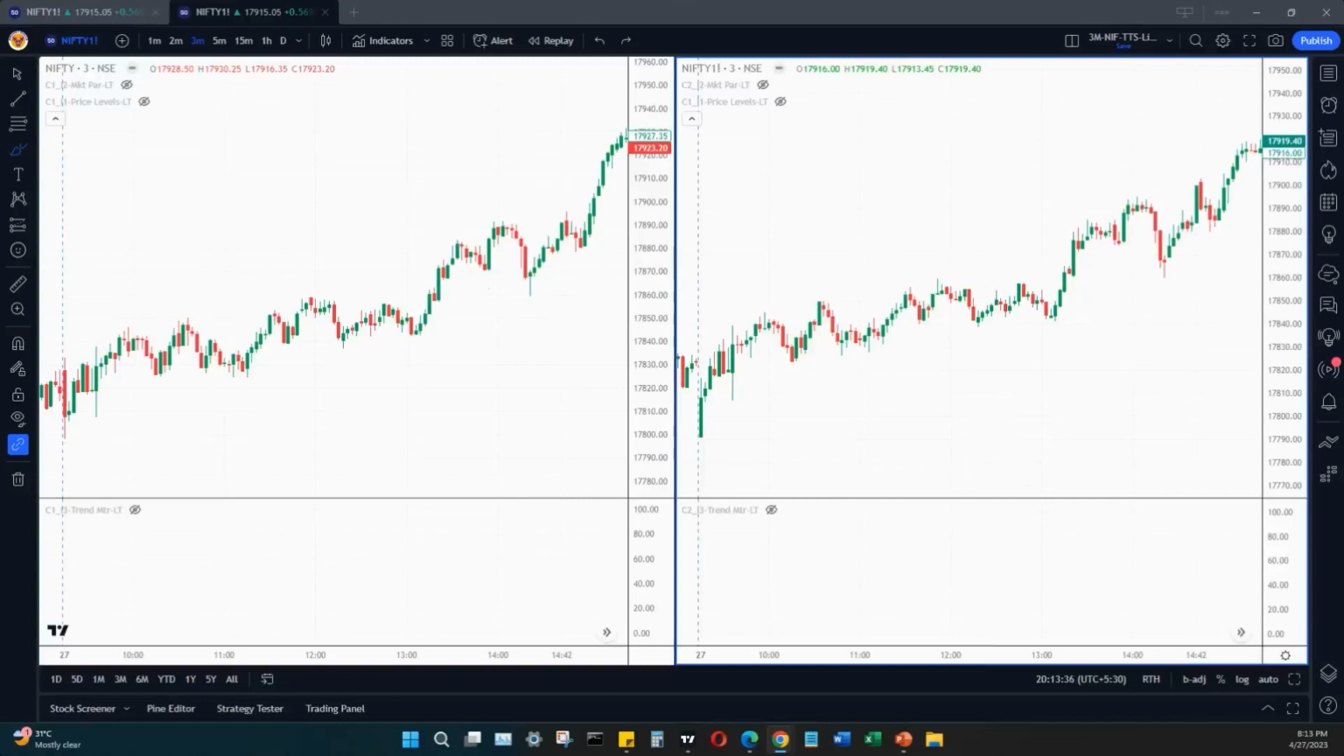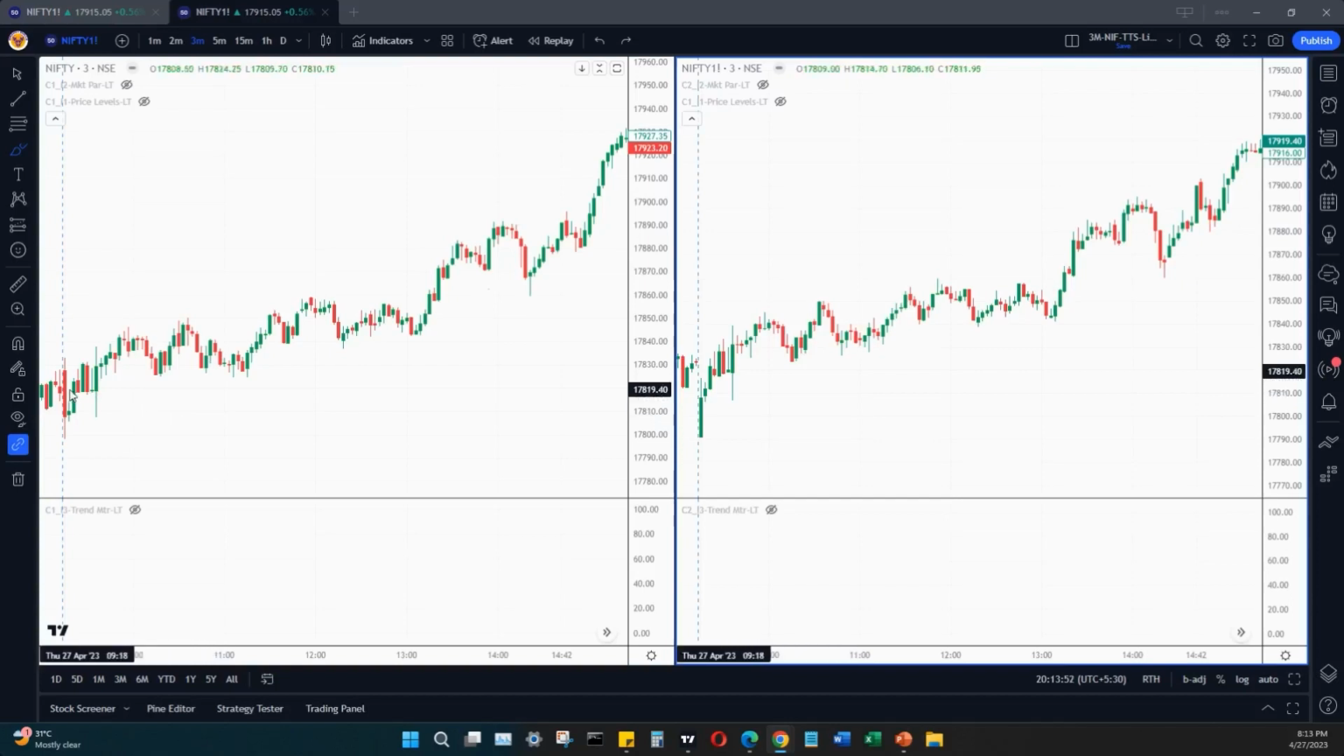Great. So you're looking at the two-view chart in the TradingView platform. You see the Nifty spot on the left and Nifty futures on the right, and both of these charts are set to a 3-minute time frame. Before I bring the indicators on, let's quickly see the price action for the day.